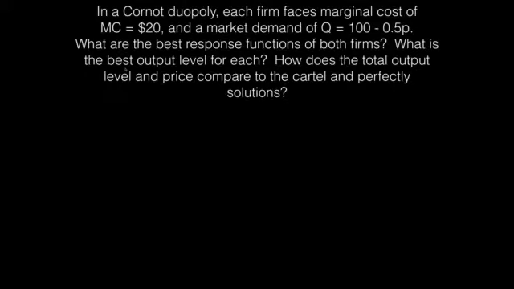So for example, if you have a Cournot duopoly where each firm faces marginal cost of $20 and the market demand is Q is equal to 100 minus 0.5p. What are the best response functions of both firms? What is the best output level for each? And how does the total output level and price? Realize that we're not going to be really doing price in here. Just realize that you just need to put the quantities back into the inverse demand function, which you calculated as part of this answer. And what are the cartel and perfectly competitive output levels in this particular marketplace.